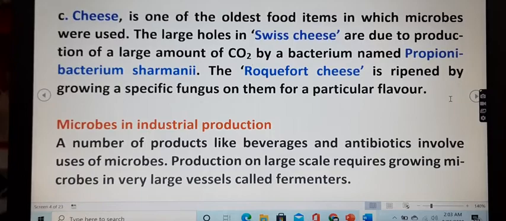We had started our next chapter, microbes in human welfare, and we had studied about the uses of microbes in food production. In that we had studied about the use of lactobacillus in curd production, the use of bacteria in Germany and Roquefort cheese, about the Roquefort cheese prepared by the specific fungus. Although food production is not there in our syllabus, I have given you a short introduction. Then, microbes in industrial production.